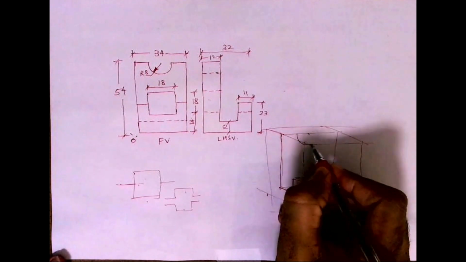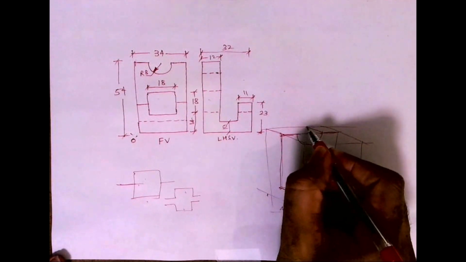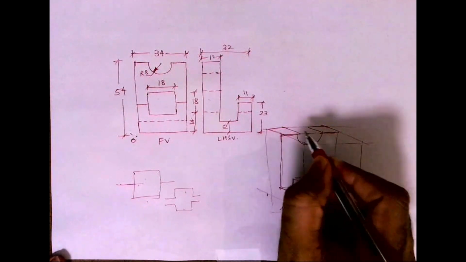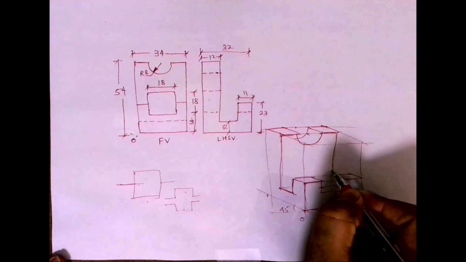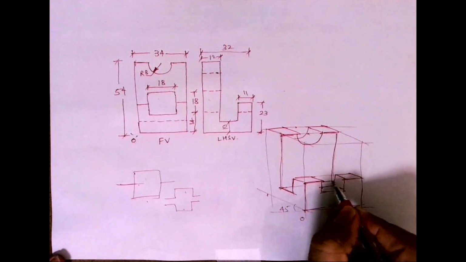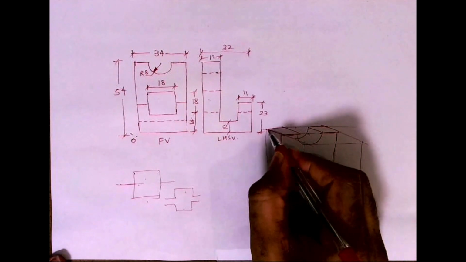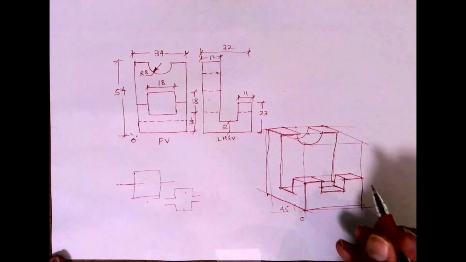So we'll take the midpoint, take radius 8 and we'll join this. And we'll take this behind. So this is how it will appear. From here also radius 8. Now see, you got this part.